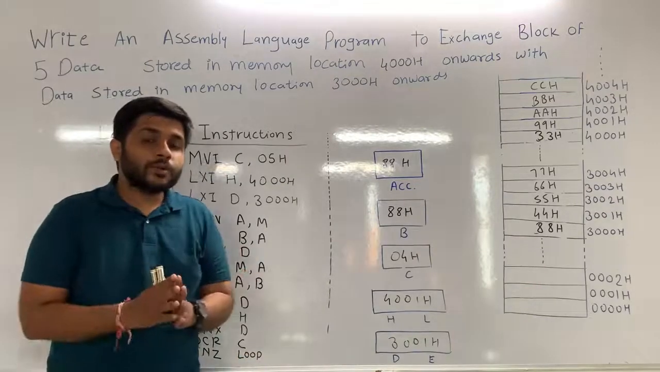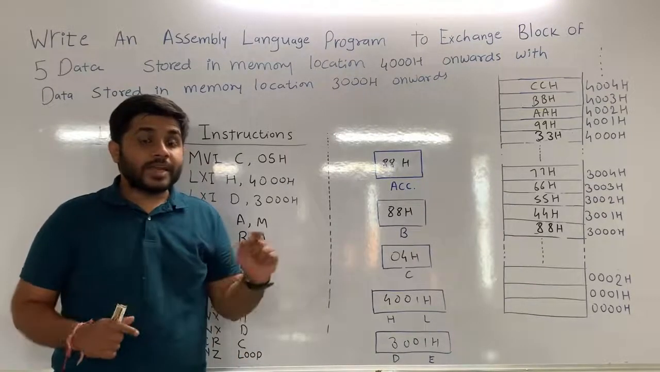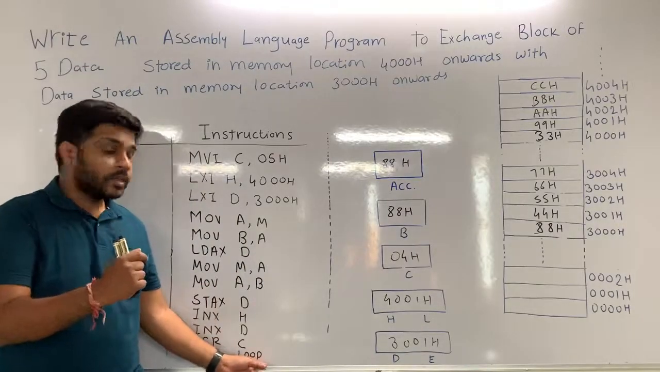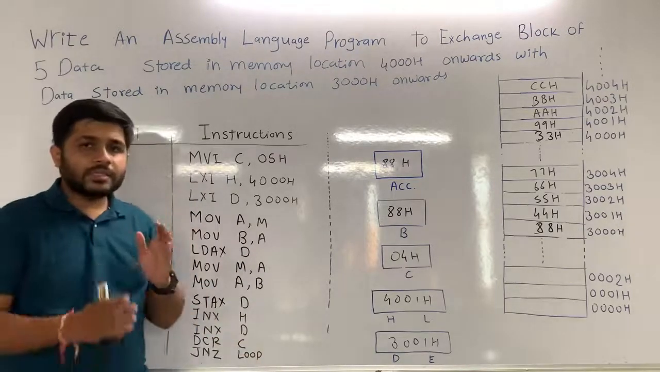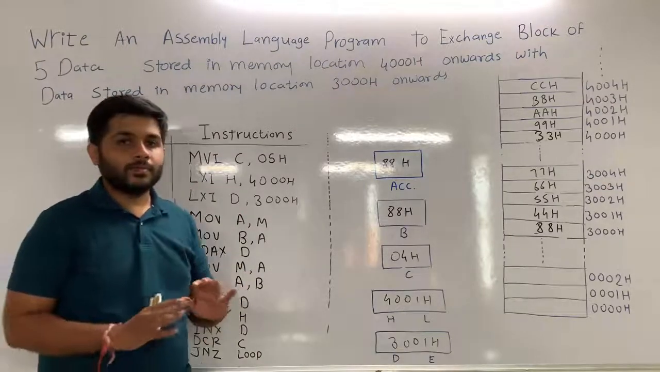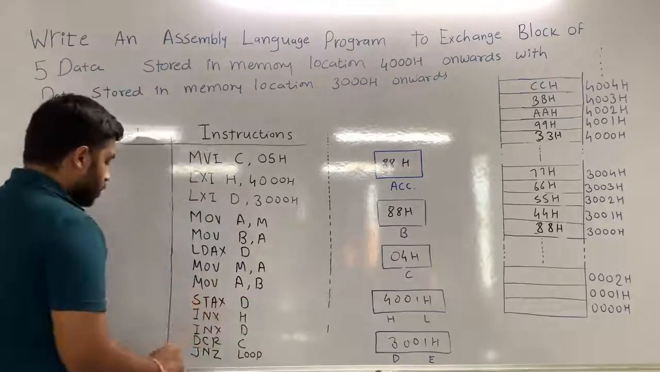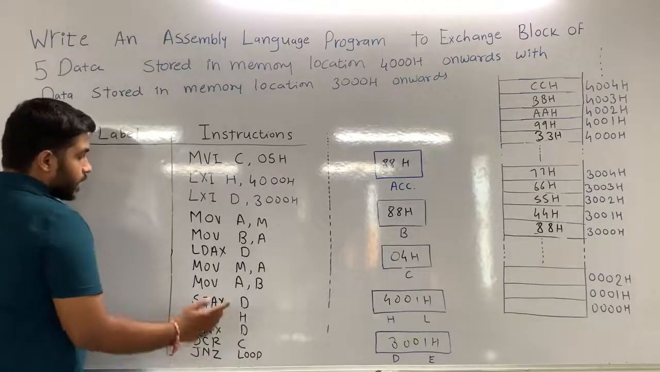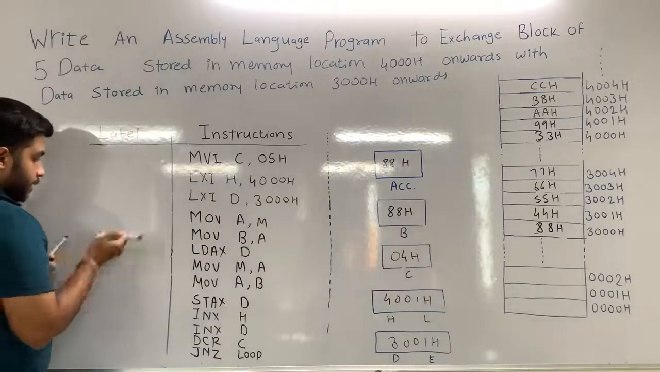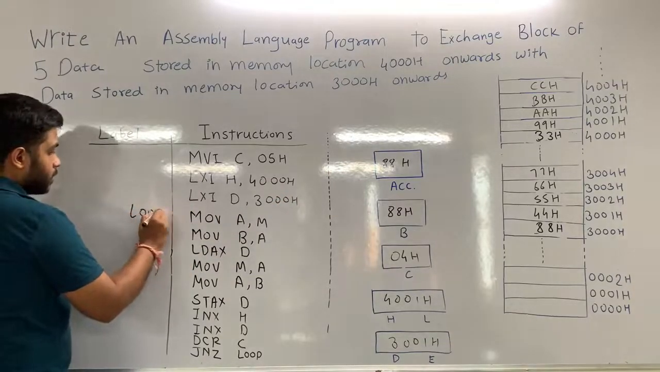Now in an assembly language program, the position of the label is very important. If you specify a label just before or after the desired position, in that case the whole program will be messed up. So right now, where we have to specify the loop, we again have to exchange this data, and this whole process should start again from this instruction.